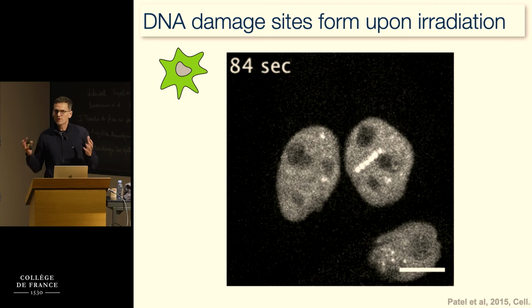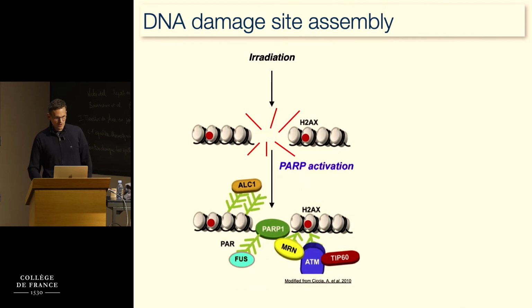And of course, we're now very interested in reconstituting these structures in the test tube. Now, what's going on here? Of course, genetics always helps us, right? So we know a lot about this. But still, the biochemistry is very poor. We know the players, but we cannot really put it all together.